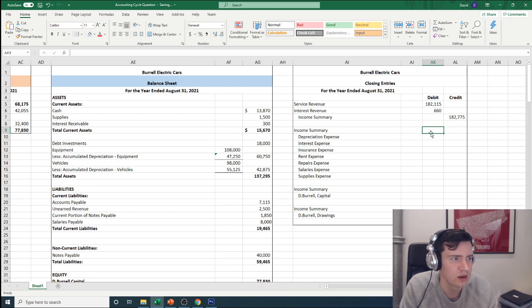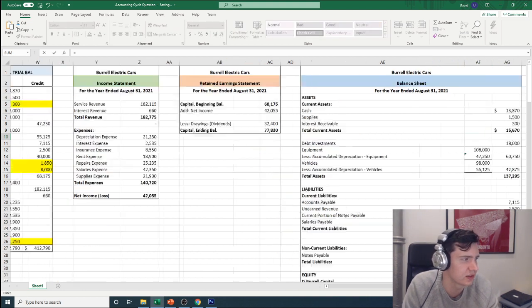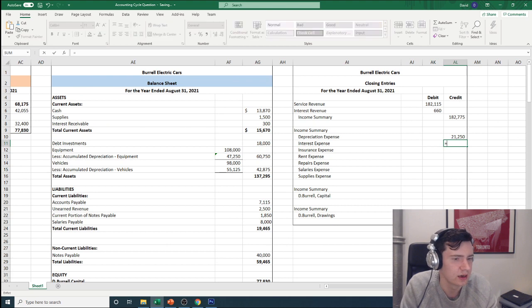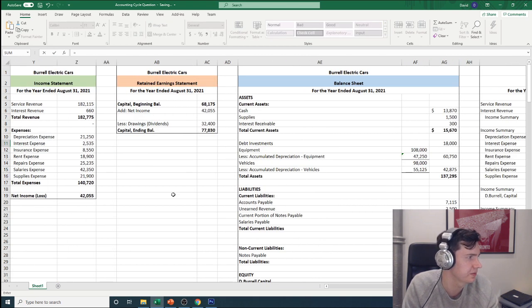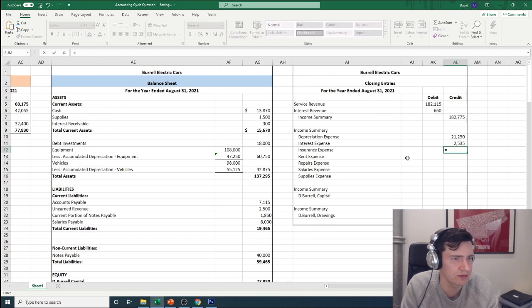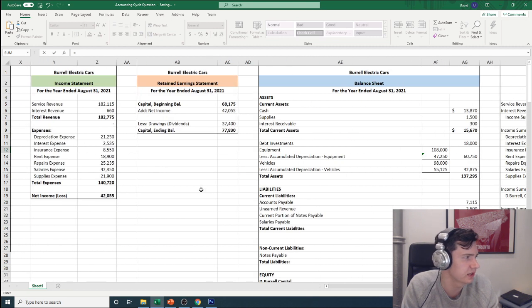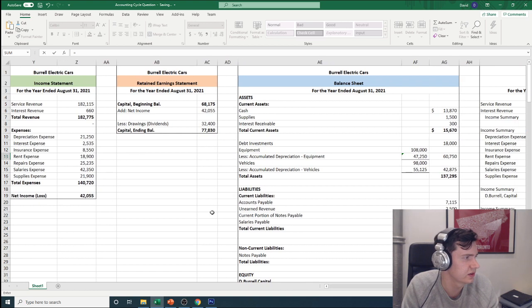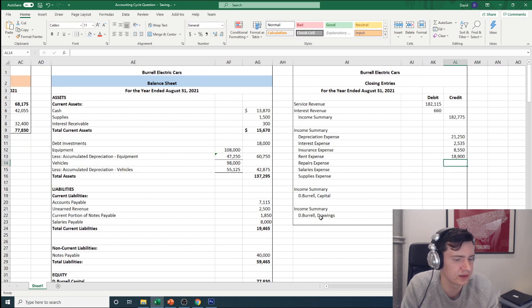Next up, we're going to close all of the expense accounts. So depreciation expense is the first one. Let's take 21,250. Next one is interest expense, 2535. Insurance expense, 8550. Rent expense, 18,900.